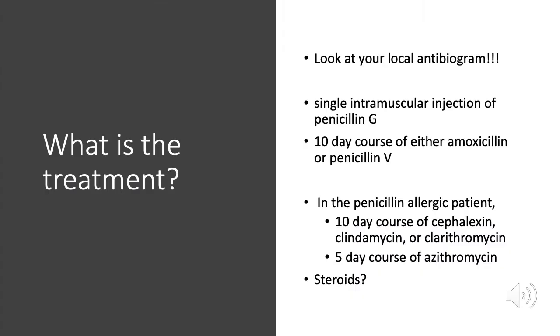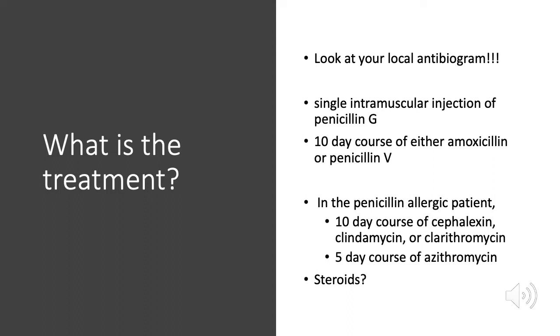So after you present their score to your attending and you say you want to get a rapid antigen test and it comes back positive, or you say you want to treat empirically and they agree that that's a good idea, what's your next step? Well, you're going to want to look at your local antibiogram because antibiotic resistance is a big deal, especially with the drugs that we're going to be using to treat pharyngitis. So you want to know exactly what's going to treat that bacterial infection at your hospital.